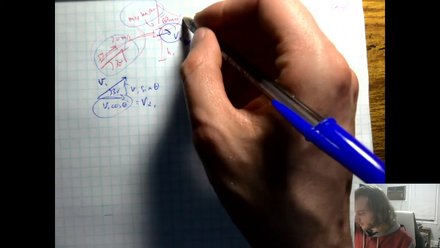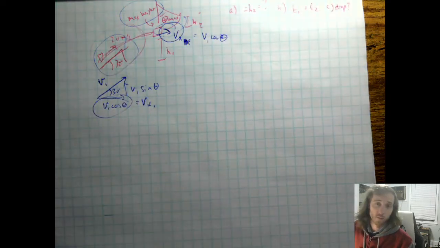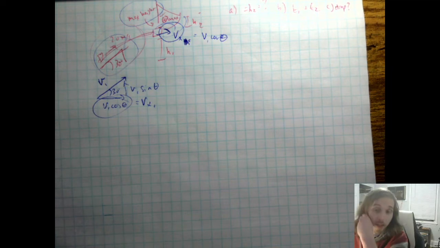Can I do anything with that? Specifically v1 cosine theta. Well, they're going to grab the rope and then swing up to a second location. The kinetic energy that they have at their first location will need to equal the potential energy they have at their maximum height, because their maximum height is their maximum height, because they stop going any higher up.